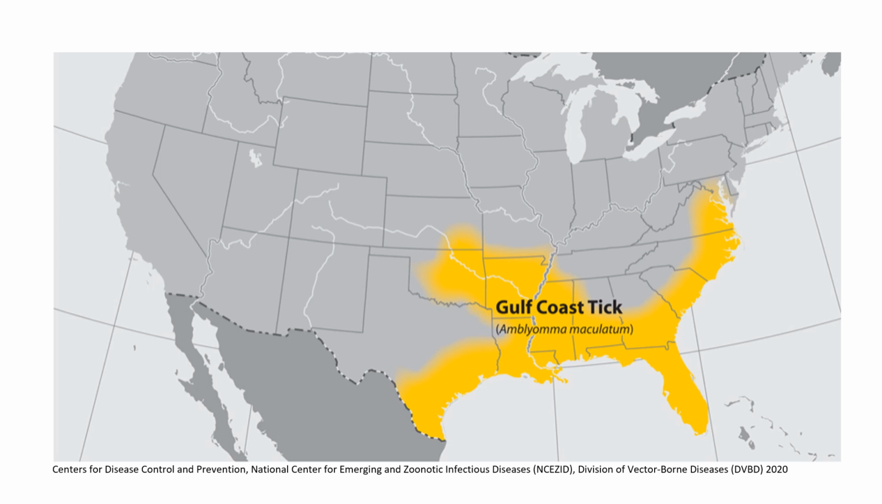The Gulf Coast tick is historically documented in the states along the Gulf Coast, but this tick has been on the move and is now showing up north of this range, including in Illinois, Indiana, Ohio, Pennsylvania, and New Jersey.